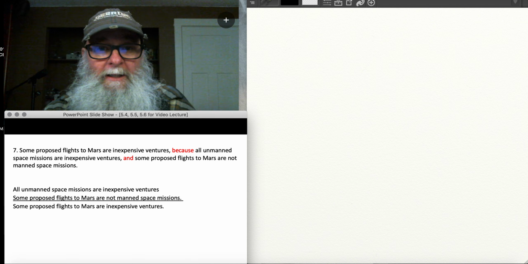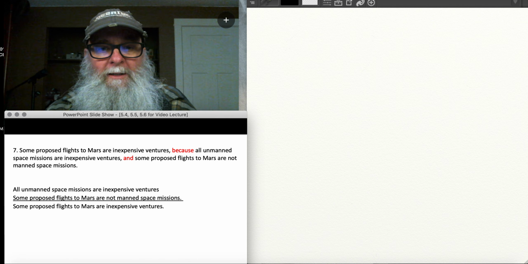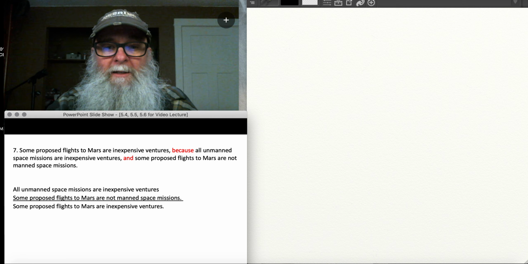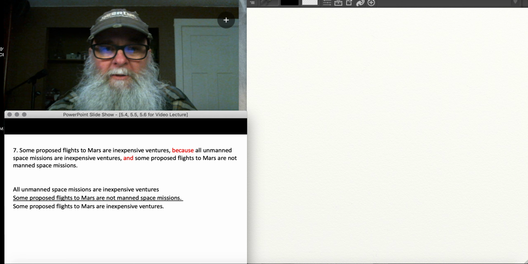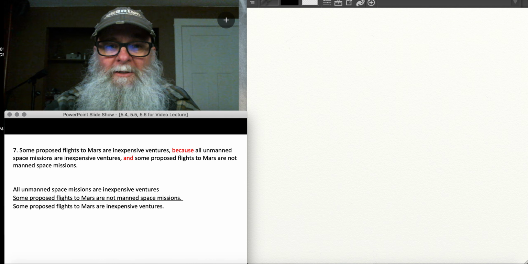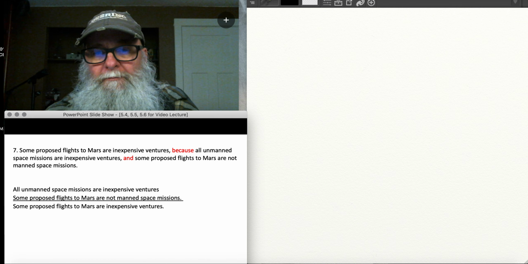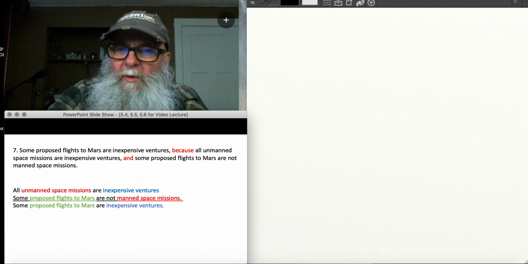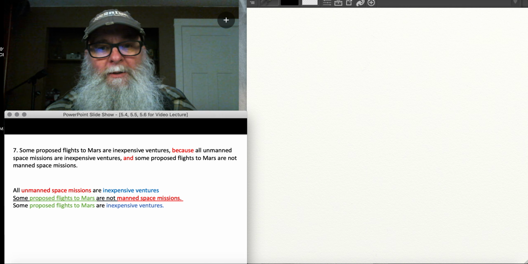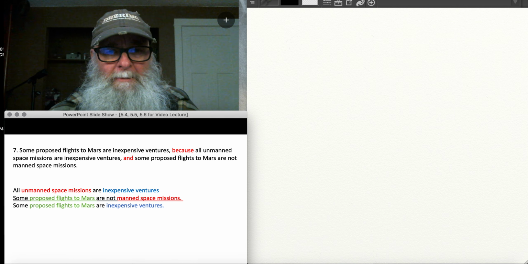And it's best if I can organize it so that the conclusion appears last and that the major term of the argument, which is inexpensive ventures, also appears in that first premise. And the minor term of the argument, proposed flights to Mars, appears in the second premise. Now, you'll note that we've got our three terms, and they don't appear exactly the same way the two times they appear. So inexpensive ventures appears the same way both times, and proposed flights to Mars appears the same way both times.